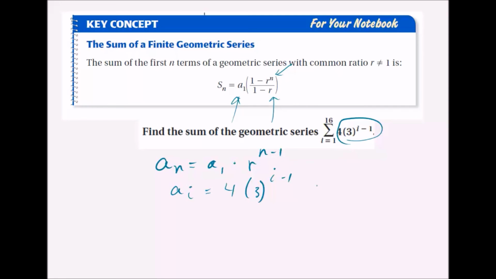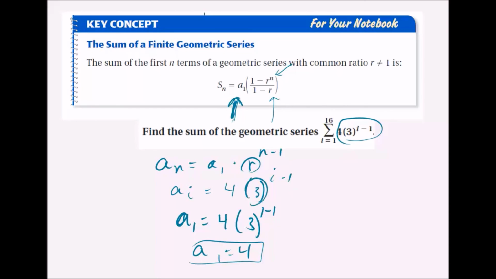If we want to find a sub 1, because we need that information, a sub 1 equals 4 times 3 to the 1 minus 1. We plug in 1 for i. 1 minus 1 is 0. 3 to the 0th power is 1. 4 times 1 is 4. So a sub 1 equals 4. That's one piece of information that we have. Now, the common ratio, it already tells us r is 3.